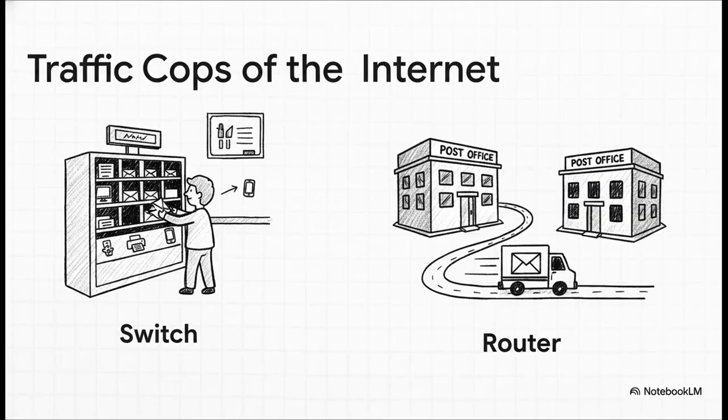So who directs all this data traffic? Meet the traffic cops of the internet. A switch works inside your local network. It's like the mail clerk in your office building, making sure a document from you goes to the person in the next cubicle, not someone on another floor. A router is the big-picture logistics expert. It connects your entire network to the outside world, figuring out the absolute best path for your data to travel across the globe to a totally different network.